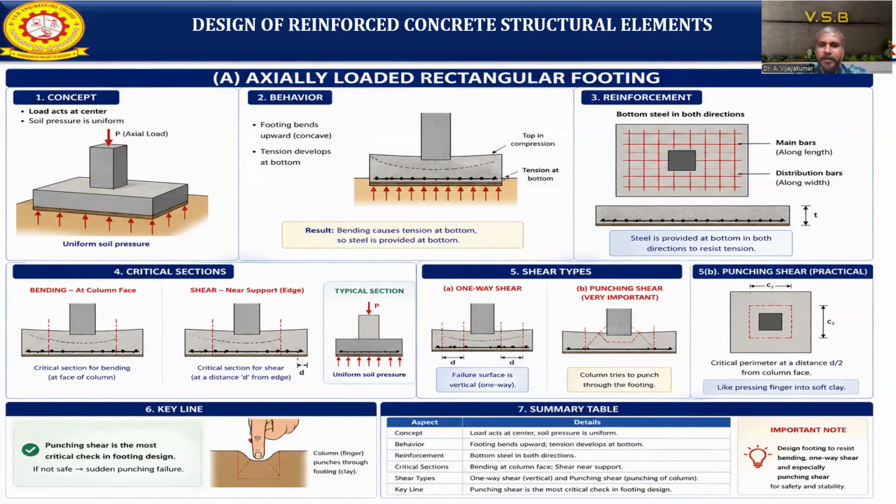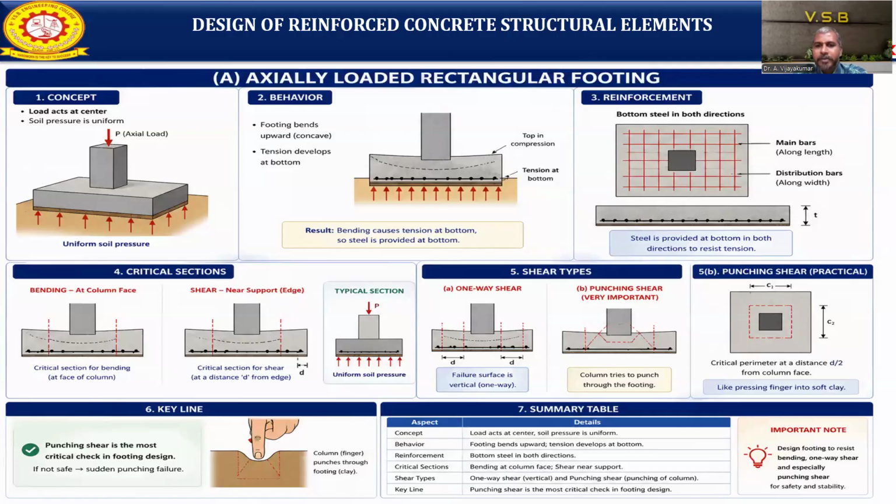So if you see the critical section while calculating the reinforcement details, maximum bending at the face of the column and shear will occur near the support section. So the critical section for bending is at the face of the column, and the critical section for shear is at a distance of d from the edges, and apart from that we need to consider the uniform side.